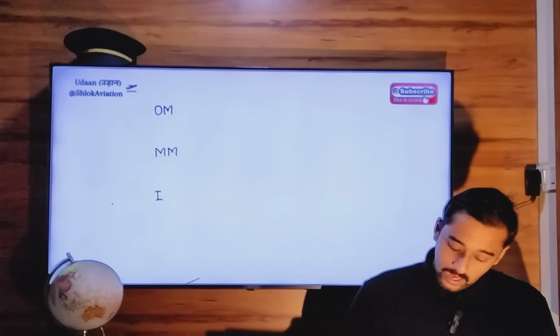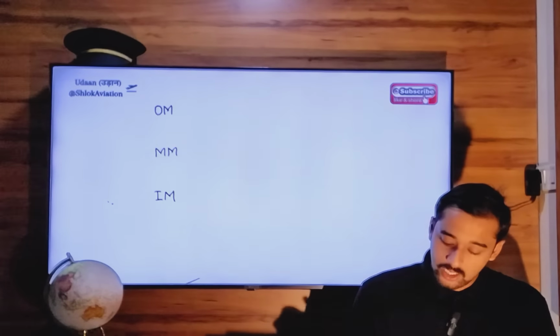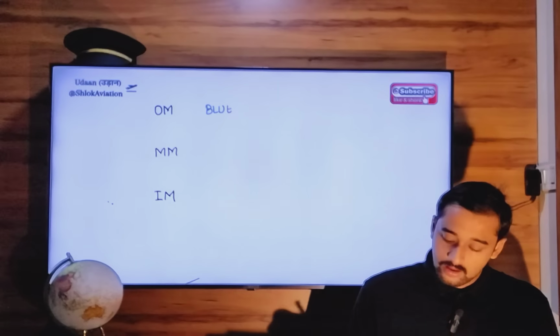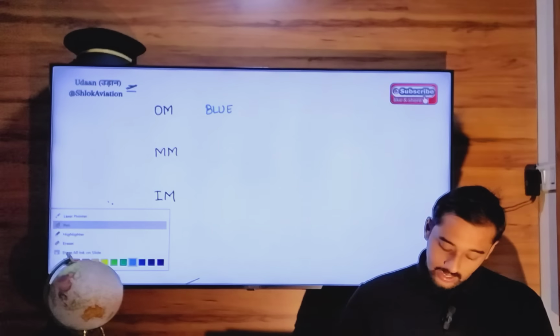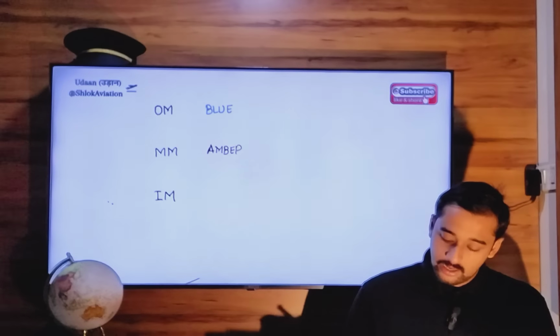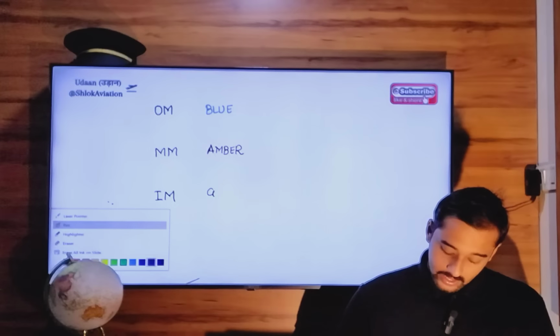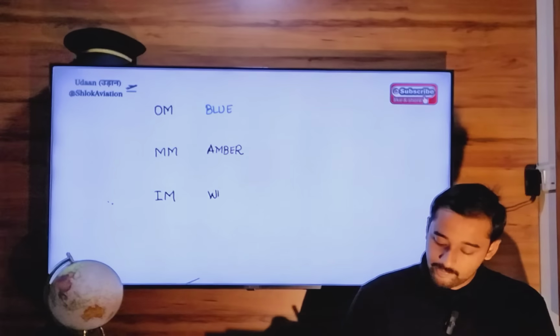Outer marker, when you pass the outer marker, the light associated with it is blue. For middle marker, it is amber, and for inner marker, it is green. Correction, white. For inner marker, it is white.